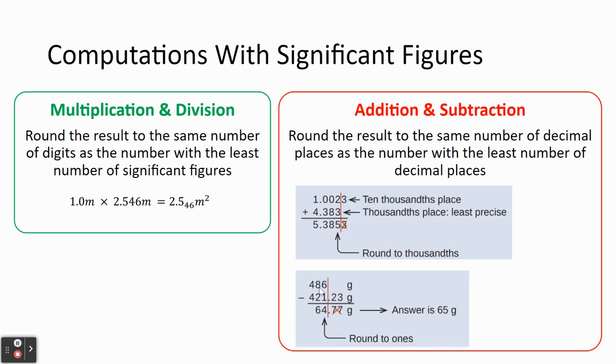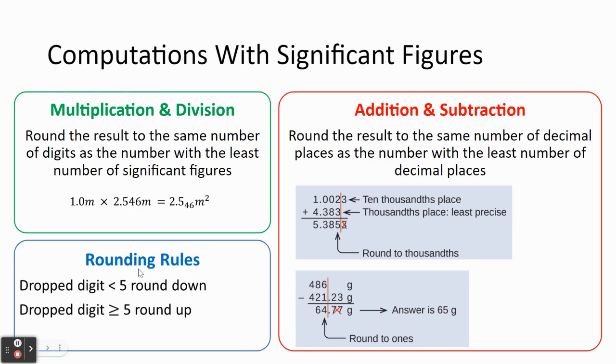If we have 486 and we're going to subtract 421.23, the calculator says the answer is 64.77. But because we don't have any decimal places in this number, we're going to round to no decimal places in our answer.